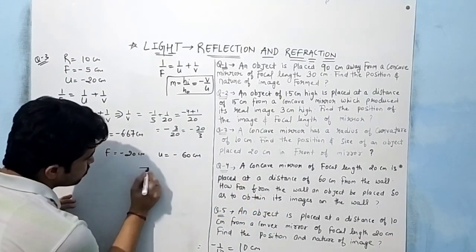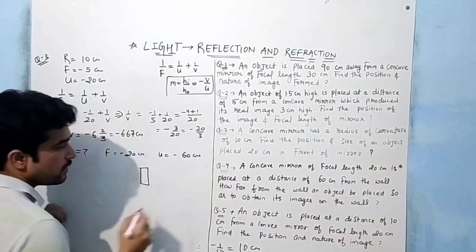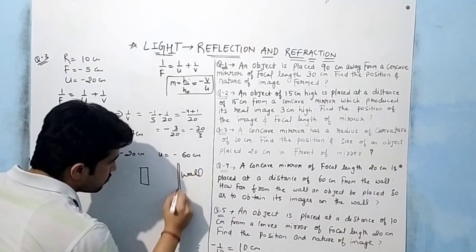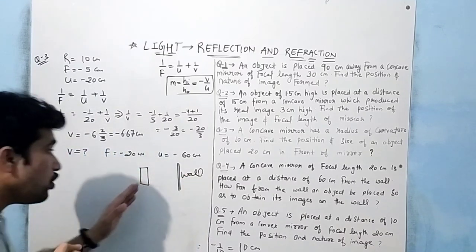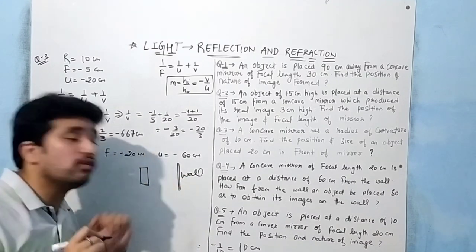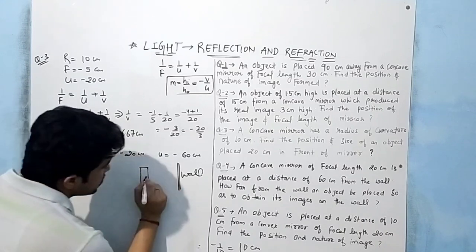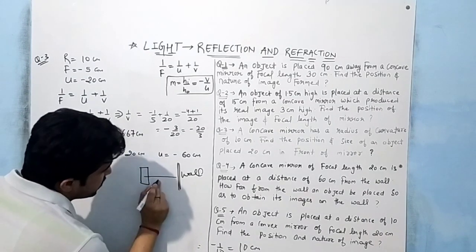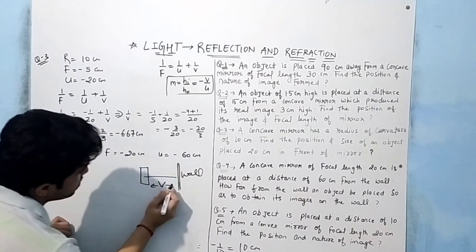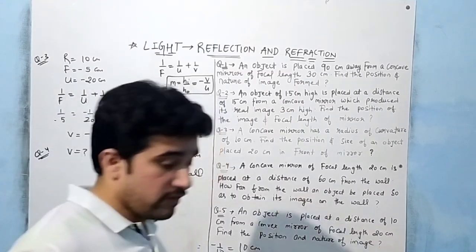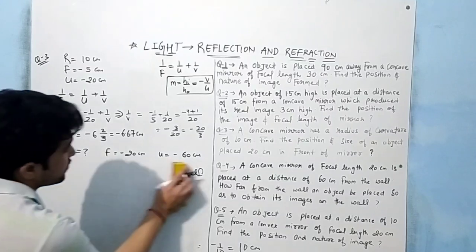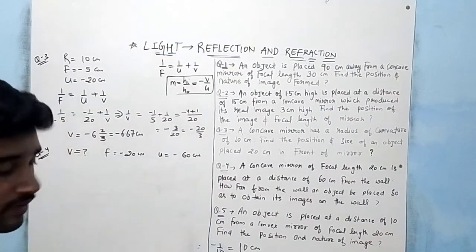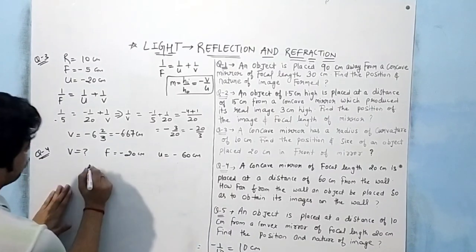Suppose this is the mirror, and this is your wall. You have to obtain the image on this wall. So this is the distance of the image, and we call this distance V. So we are going to calculate this V as a distance, and in this case we have been given F and U, and we have to calculate V.